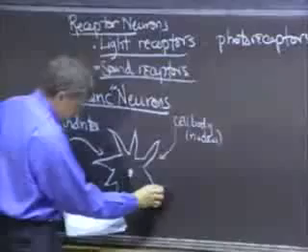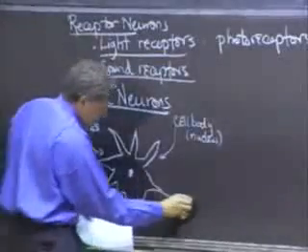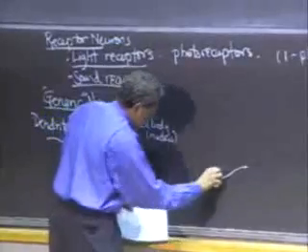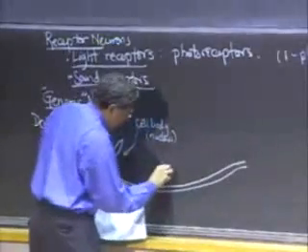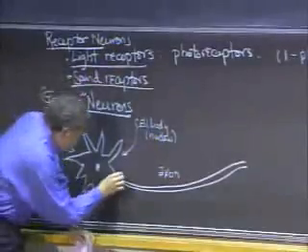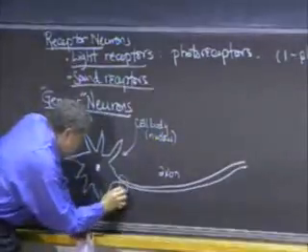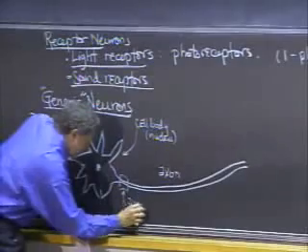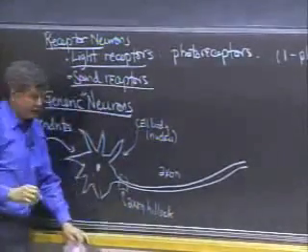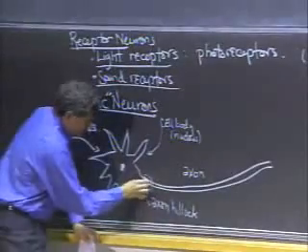Then we have this very long process here called an axon. The axon is the wire here. This region here is called the axon hillock, and it looks like a little hill. That's what hillock means. It's a little sort of hill-like region here.